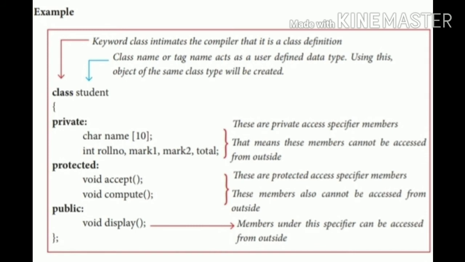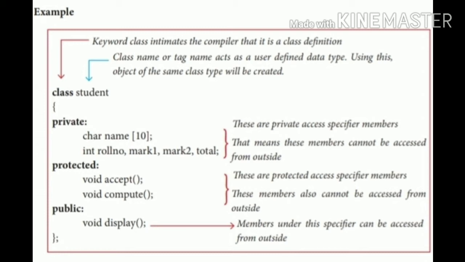Here we see an example of class definition. Using the keyword class, we declare the class name Student, and then give the variables within the private access specifier. What are the variables? Name, roll number, mark 1, mark 2, total. Within the protected access specifier, we declare two functions, that is accept() function and compute() function. And then within the public access specifier, we declare the display() function.